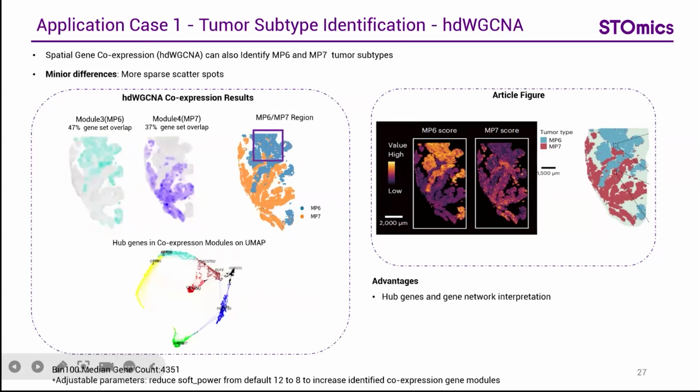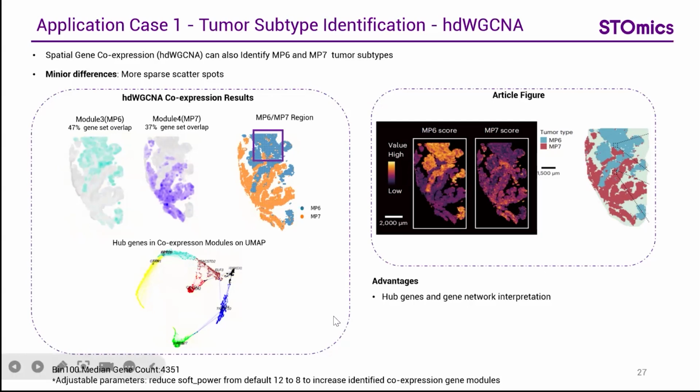Meanwhile, we also used the high-dimensional WGCNA algorithm to achieve the same purpose. Like NEST and hotspot, we found modules similar to MP6 and MP7, and it can effectively restore the partitioning of tumor subtypes. The high-dimensional WGCNA algorithm has more sparse scattered spots than the other two algorithms.